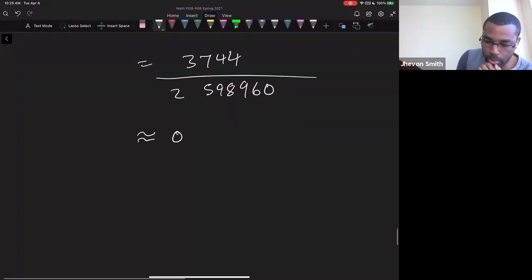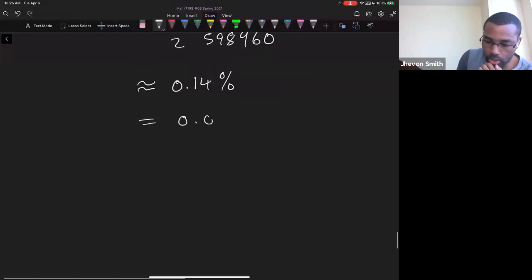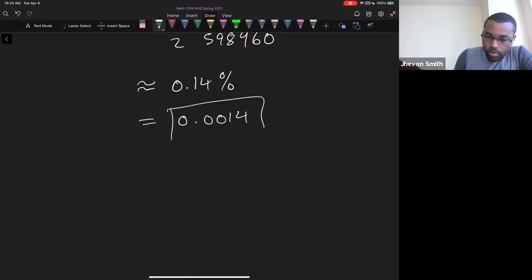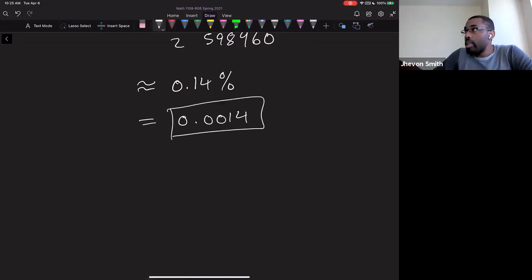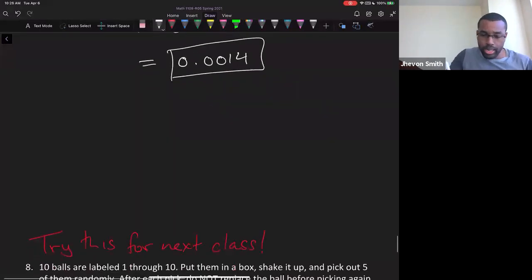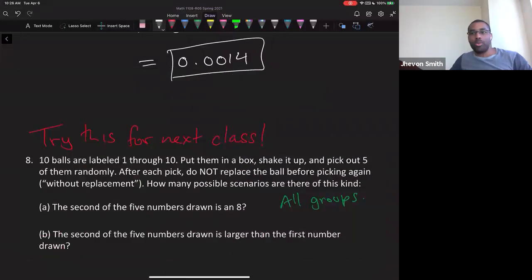This works out to roughly 0.14%, or 0.0014. In other words, if you play poker 10,000 times, roughly 14 of those times would you have a full house. So yeah, if you play poker with that kid in your dorm, and he gets a full house twice a night, every night, playing seven nights a week, something's up, right? Like it's not going to happen, right?